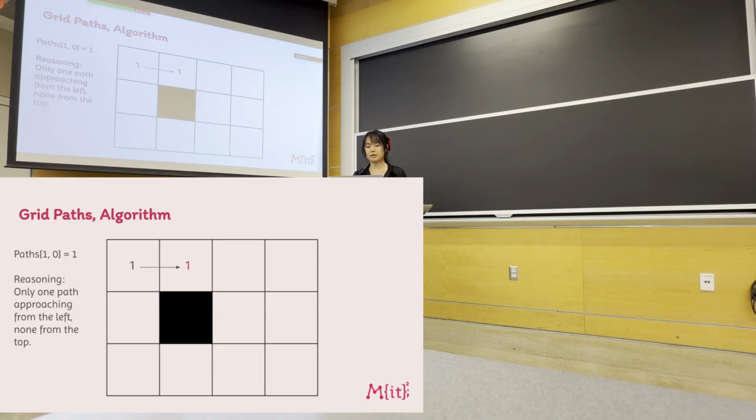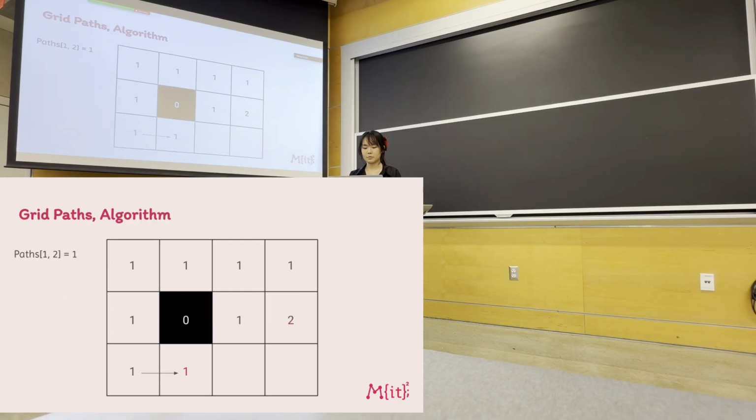And as we move to the right, we note that there's only one path approaching from the left and none from above. So it's just 1 all around. Similarly, we can go down a column, and only one path approaches from the top and none from the left. And also obstacles are always 0 because no path can reach an obstacle. So paths 1, 1 would be 0. So similarly, we keep going. This one, we can see that it's 2 because we can reach 1 from the top and reach 1 from the left. And we just keep going.